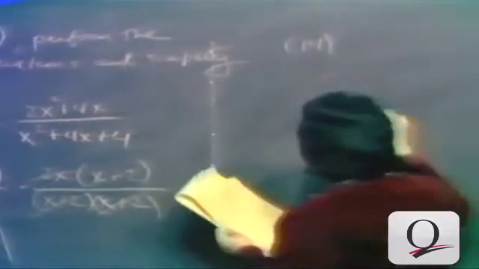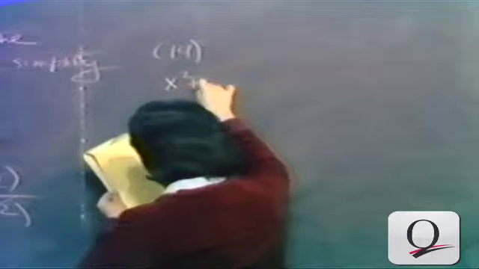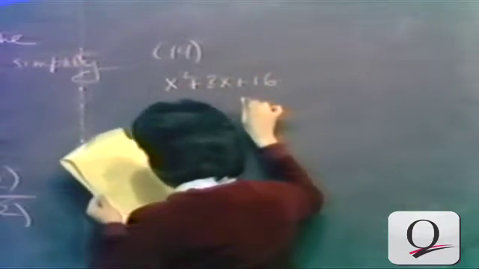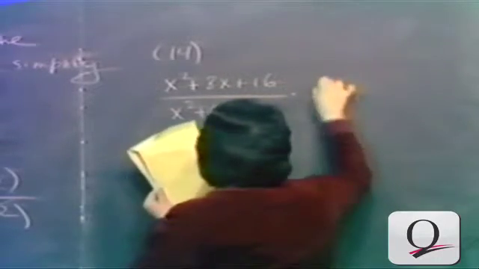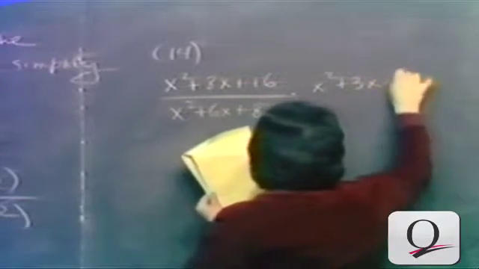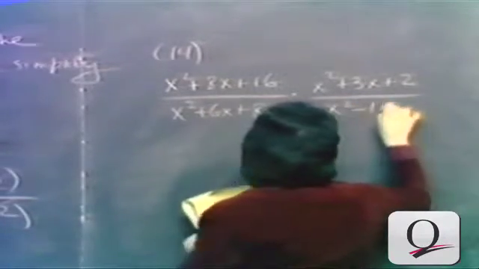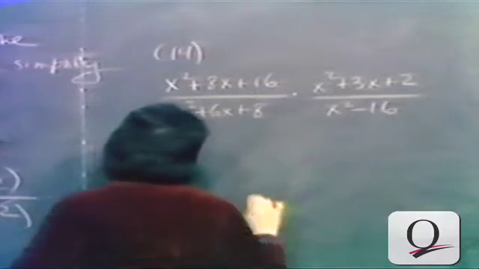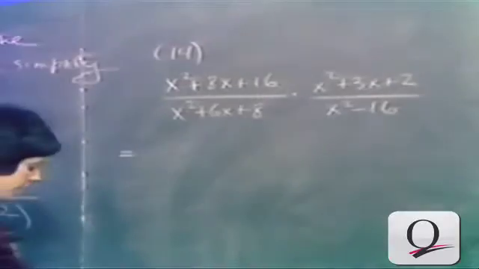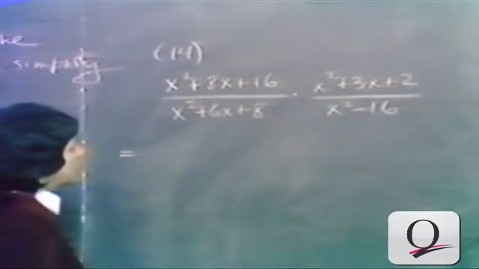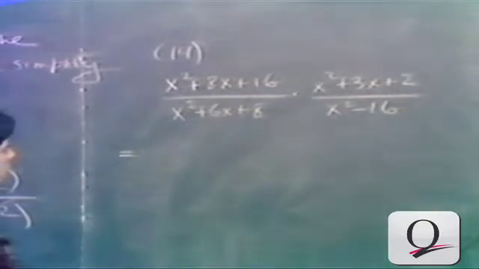In problem 14, it's x squared plus 8x plus 16 over x squared plus 6x plus 8 times x squared plus 3x plus 2 over x squared minus 16. Once again, we're going to try to factor each numerator and denominator as far as we can, and then see if any factors can be canceled out.